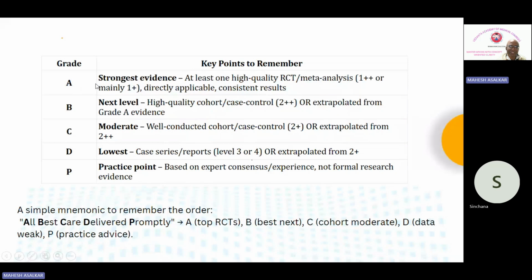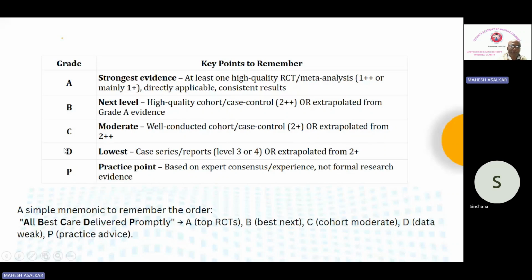A has SR and MA of RCTs, 1++, 1+. B will have SR and MA of cohort and case control studies, but the studies are 2++ or extrapolated from here. C will have only 2+ or extrapolated from 2++. D is the lowest one, that is case series and case reports. Very easy to remember. D is the lowest, case series and case reports, or extrapolated from 2+.